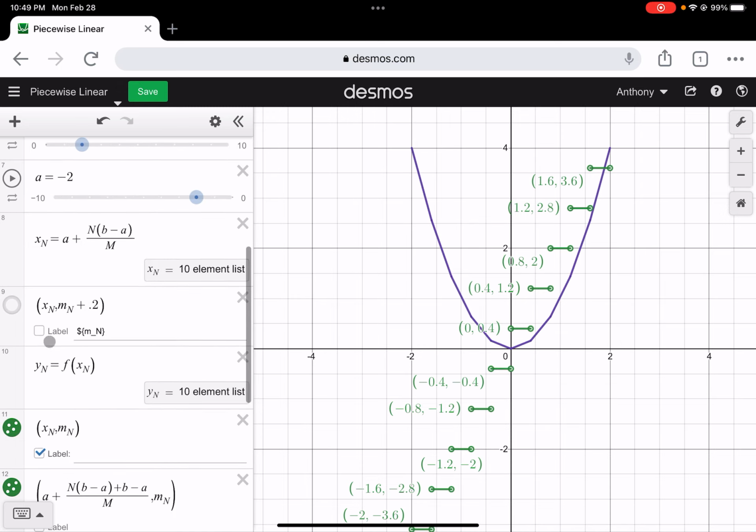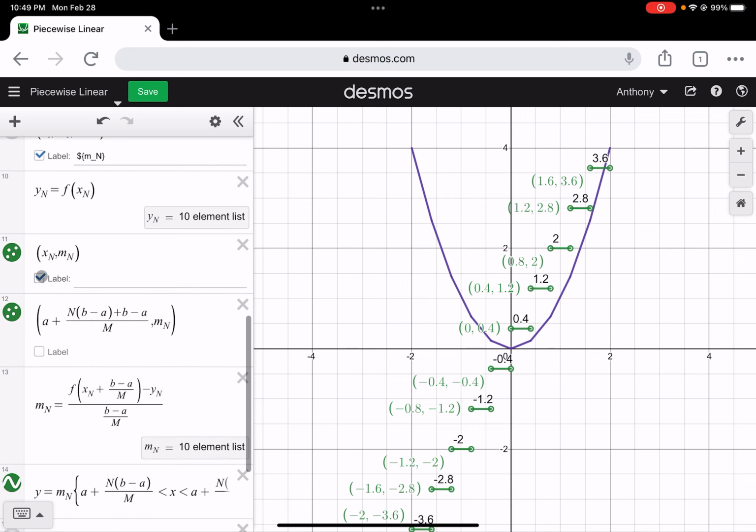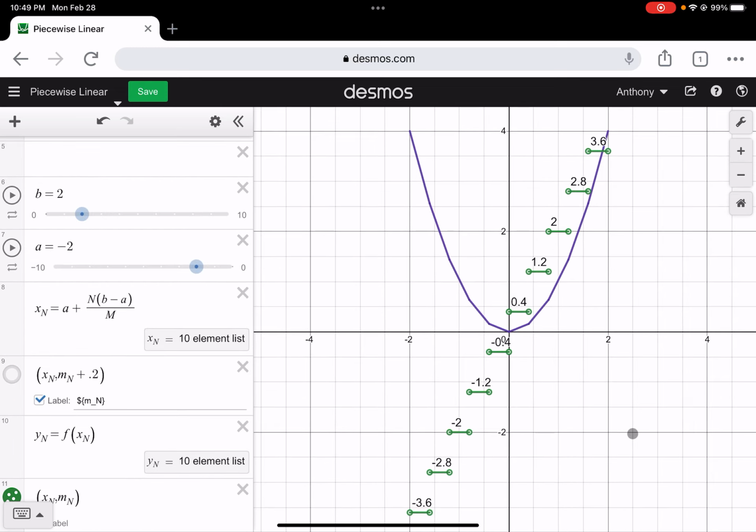And I think this is the label that I wanted. There we go. That's a little bit more user-friendly. Let's take this off. Okay, great. So, right, the negative 3.6, that's the y value of this green part here, and it's telling us the slope of this first purple segment.